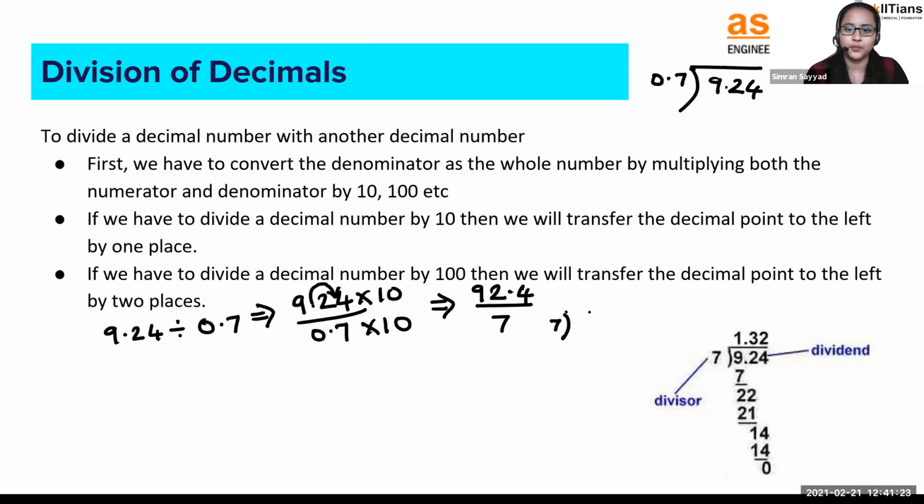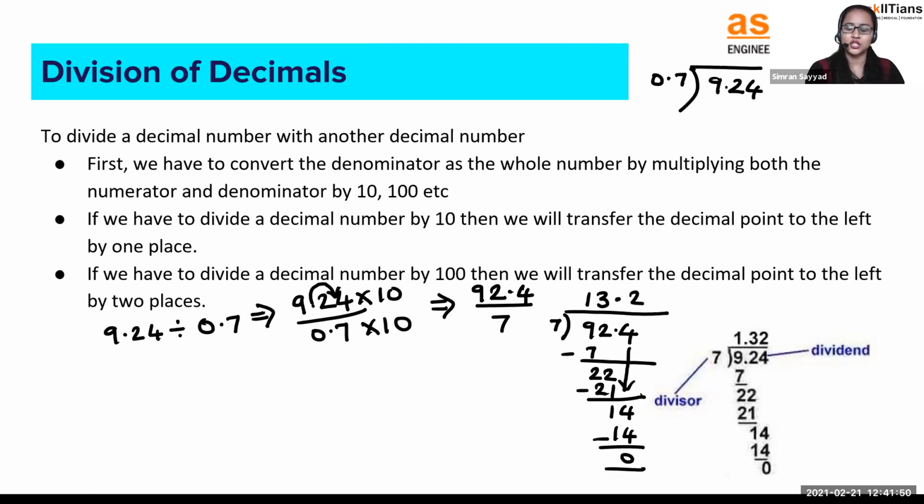Now let's perform the division. So 92.4. 7 ones are 7, 2. This 2 comes here. 7 threes are 21, 1. This 4 comes here. Now I have to give a decimal point, and 7 twos are 14. So this is my answer.